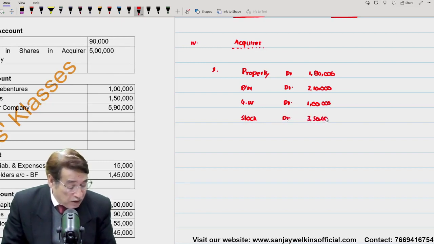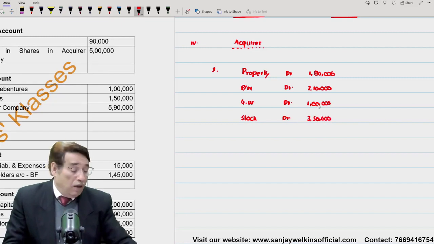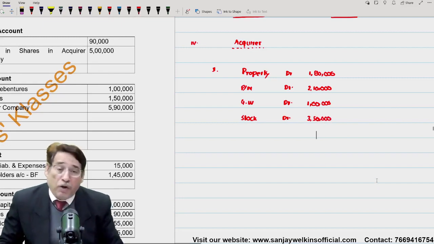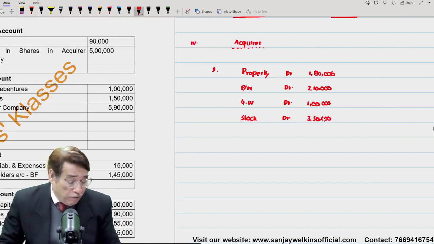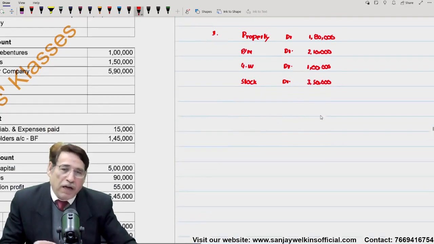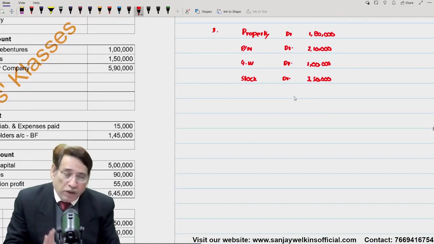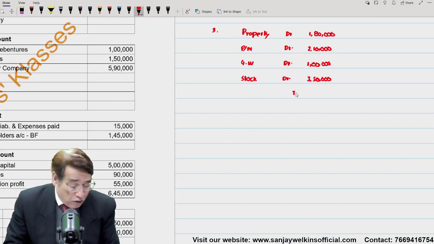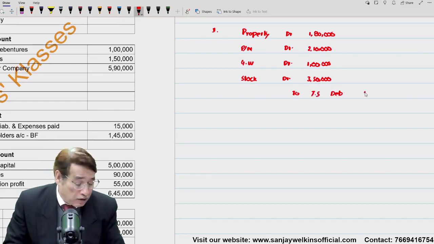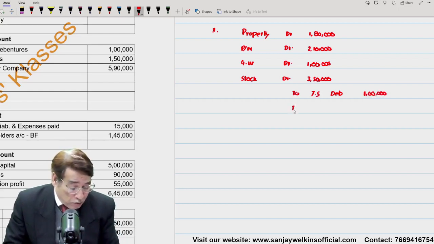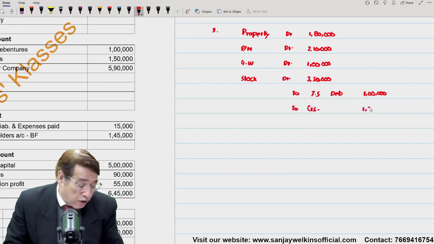India Standard 3 states that all the assets and liabilities must be recorded at fair value. Even though we are writing the book value, we are presuming that the book value is equal to fair value. Now we shall write all those liabilities which we have taken over. To 7.5% debentures. The 7.5% debentures were worth rupees 1 lakh, so I will write here 1 lakh. Then I will write here to creditors. Creditors were 1,50,000.